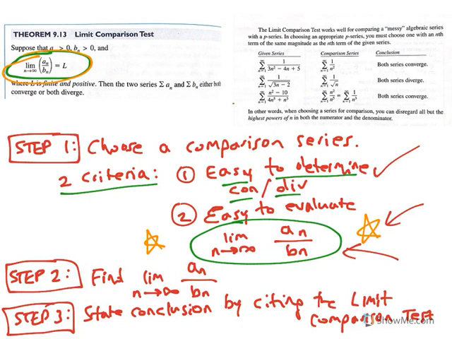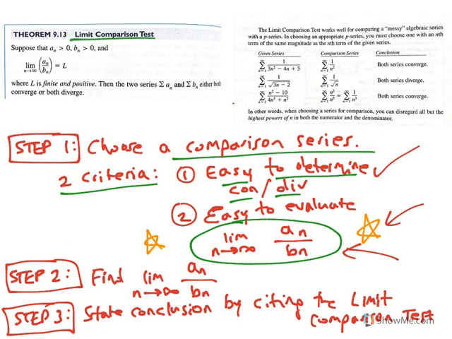After you choose a comparison series using these two criteria, you will then proceed with the limit comparison test by applying step 2, which is to find the limit from the limit comparison test. And if that limit exists and is a finite positive number, that's what it means for the limit to exist. The quotient has to approach a number as n approaches infinity. So if that limit is positive, then you can conclude by the limit comparison test that your series either converges or diverges depending on whether your comparison series converges or diverges.